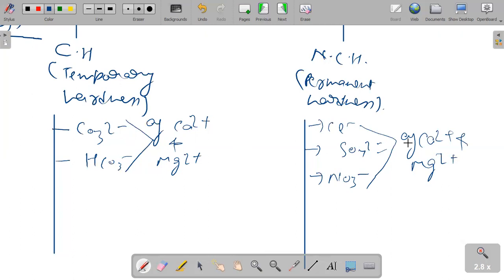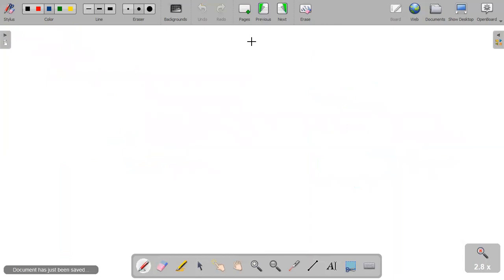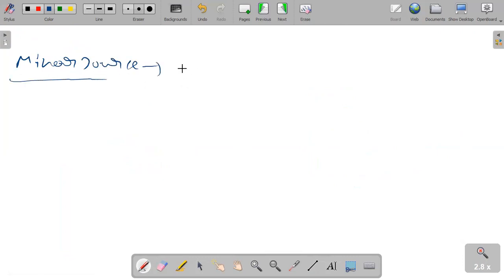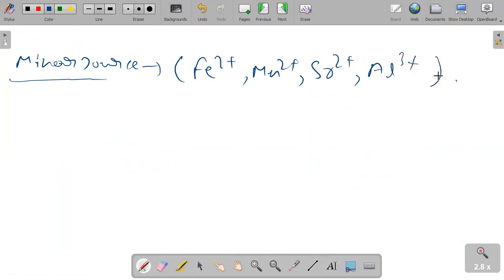For hardness, the minor sources are Fe2 plus, Mn2 plus, Sr2 plus, and Al3 plus. Okay.